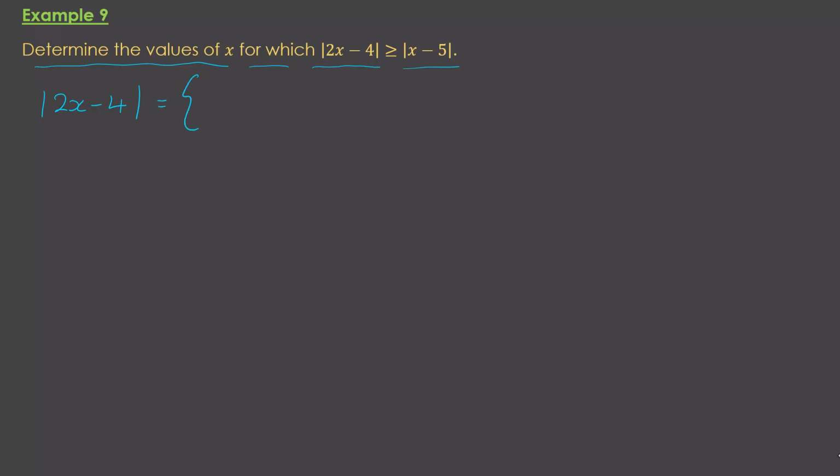So we can say that this is 2x minus 4 if x is greater than or equal to 2, and negative 2x plus 4 if x is less than 2. Then we have the mod x minus 5, which is 0 when x equals 5. So that's going to be x minus 5 for x greater than or equal to 5, and negative x plus 5 when x is less than 5. So we could make a sketch of this.